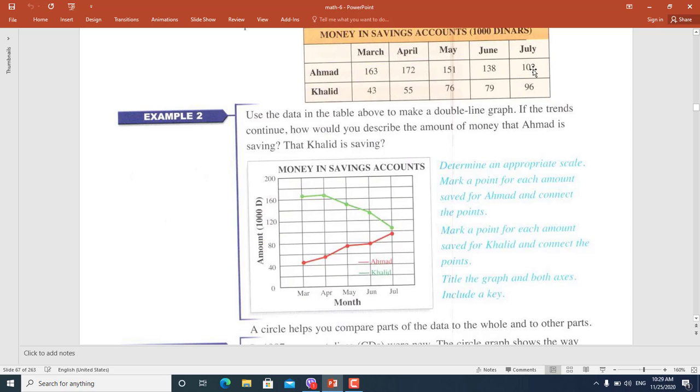After that, 102, and we put the point. Look at it, it's between 80 and 120. It is 102. After that we connect these points by line. Then we put Khalid's points: 43, 55, 76, 79, and 98. We connect these points to get this line. From this we see that Khalid's saved money increased, and Ahmed's saved money from March to July decreased. That's the information about this table.